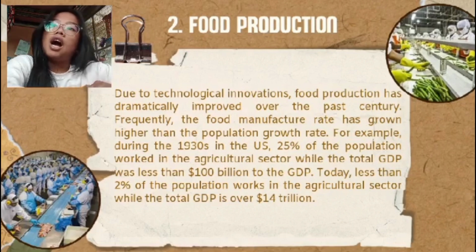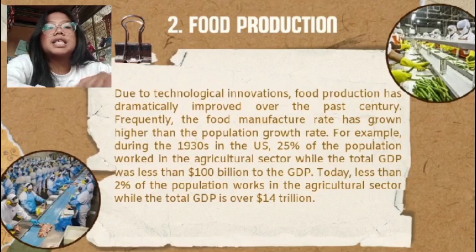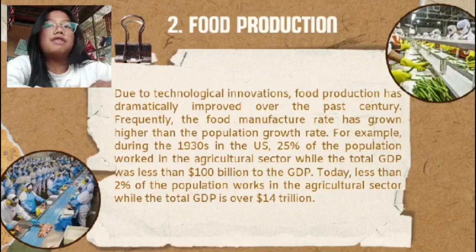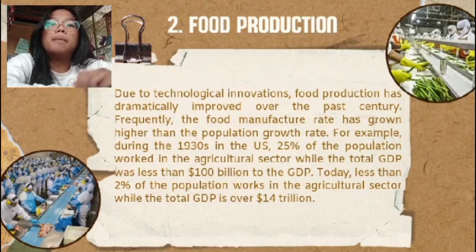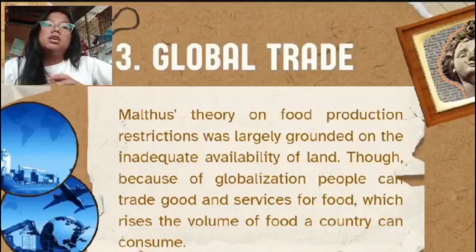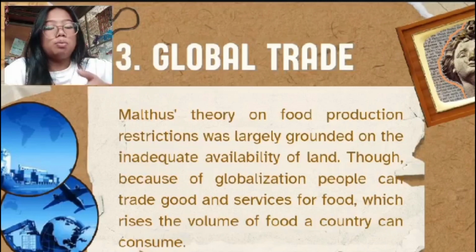However, this theory has been criticized for its oversimplified assumptions and its failure to consider technological advancement in agriculture that can increase food production. Despite Malthus' prediction, the world has been able to increase food production significantly through improvements in agricultural techniques and technology. So next we have global trade.